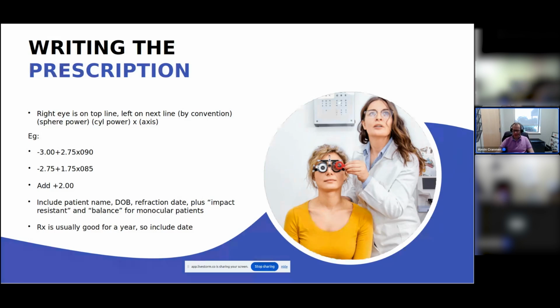If a patient has one eye that sees worse than the other, it's important to write impact resistant. If a patient can't see out of one eye, you can give them a balanced lens, which just makes it about the same as the other side so that the glasses are not going to tip, so one lens won't be heavier than the other. You can write balance on there.